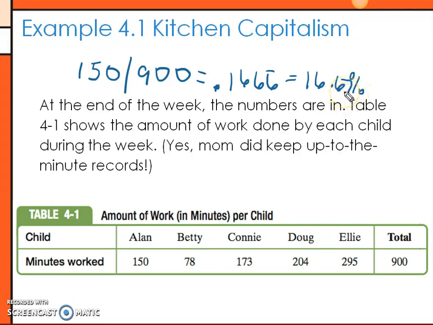If we look back, there were 50 pieces of candy. So if I want to know what is 16% of 50, I can do 16% times 50. And so 16.6 repeating times 50 is 8.33 repeating.